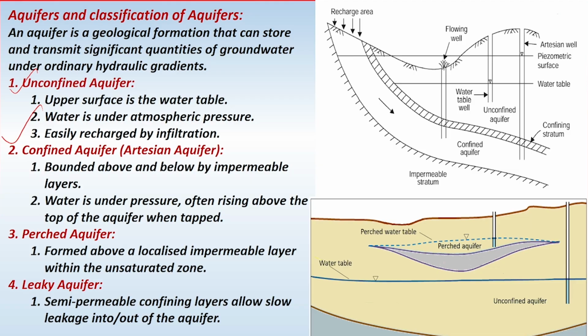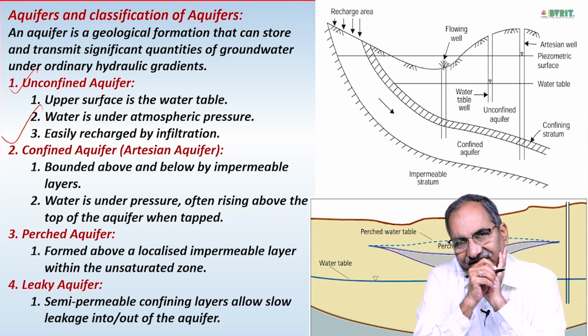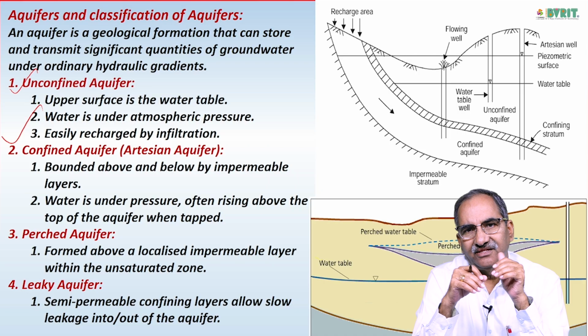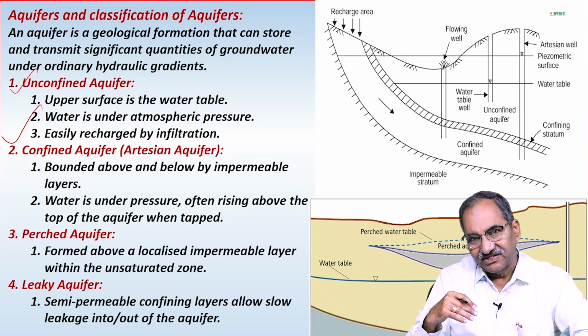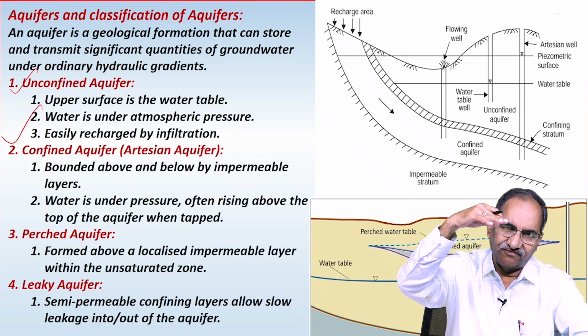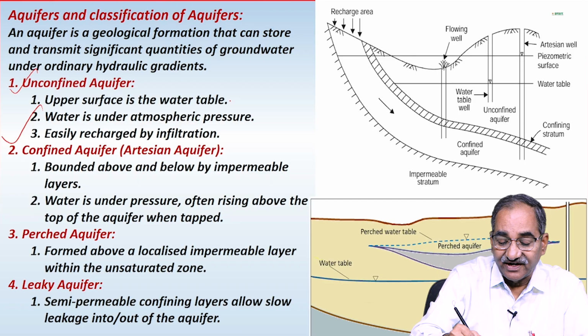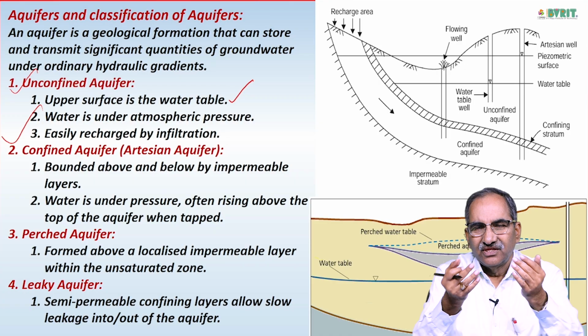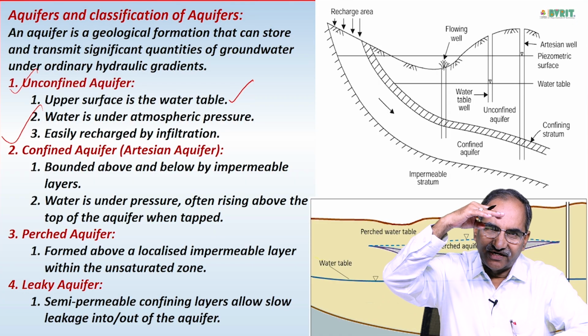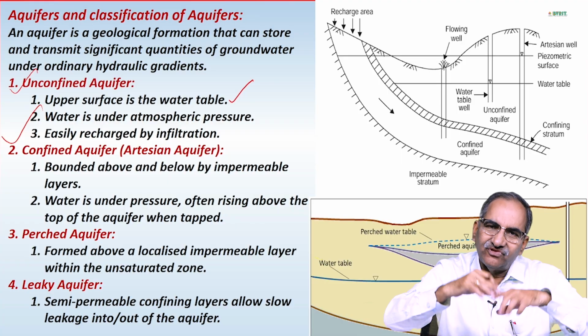What is an unconfined aquifer? What is a confined aquifer? These two are very, very important. The rest two are only for description purposes. Let us come to the unconfined aquifer. Unconfined aquifer means the water available from the impervious surface up to the ground surface. The upper surface is the water table, because above the water table is the unsaturated zone. So from the impervious surface up to the water table, whatever water is there, you can extract.